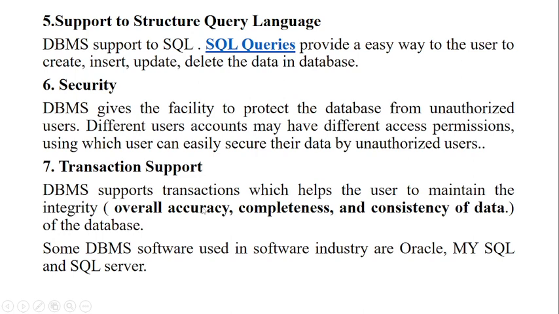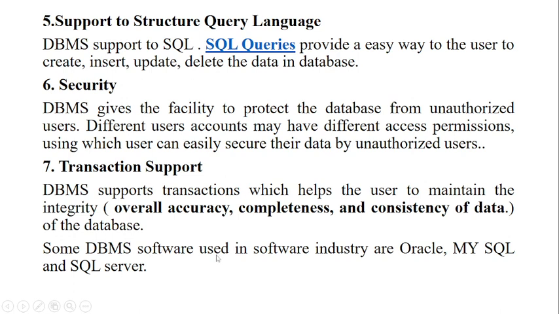Next, transaction support. DBMS supports transactions which help the user to maintain the integrity. Here integrity refers to the overall accuracy, completeness, and consistency of the database. Whatever transaction is made in that database should maintain accuracy. Completeness means whatever transaction is done must be completed, or it must be removed completely. It should not be left in the middle of the transaction. Consistency is as we discussed earlier, and all these things refer to transaction support.